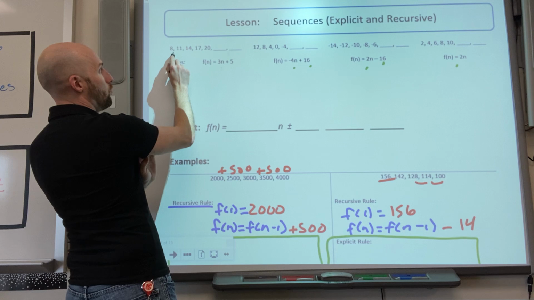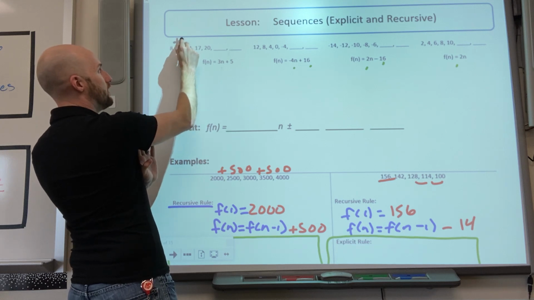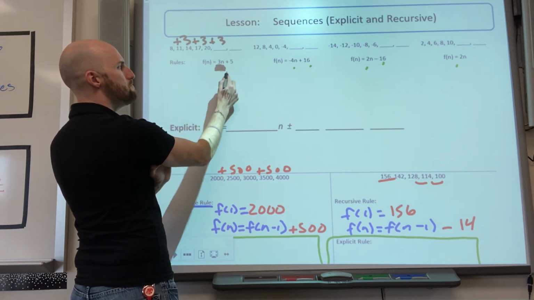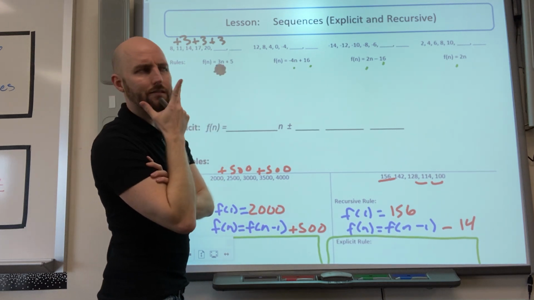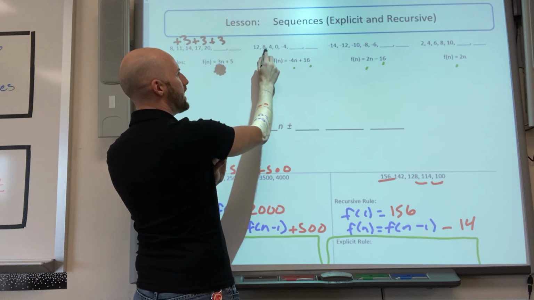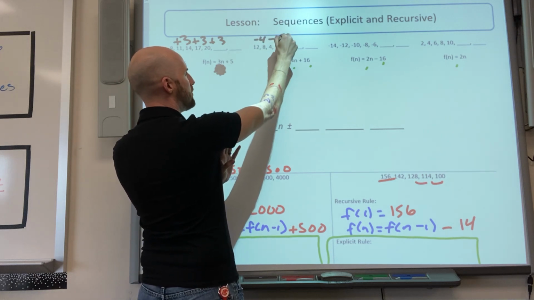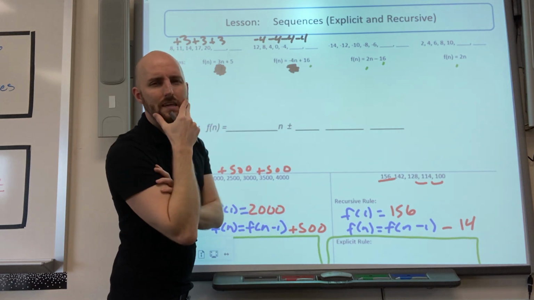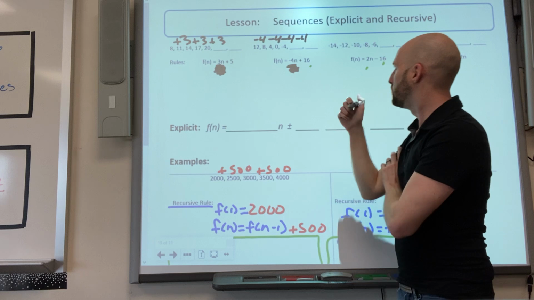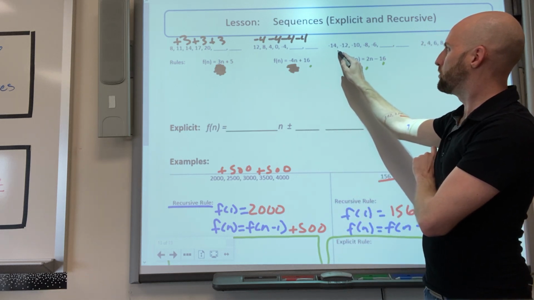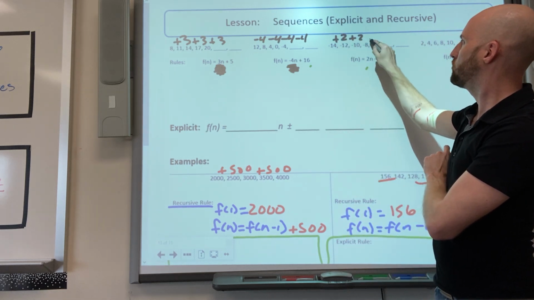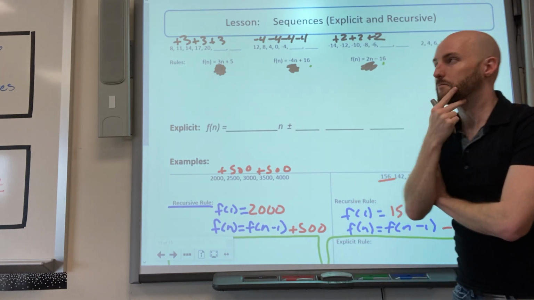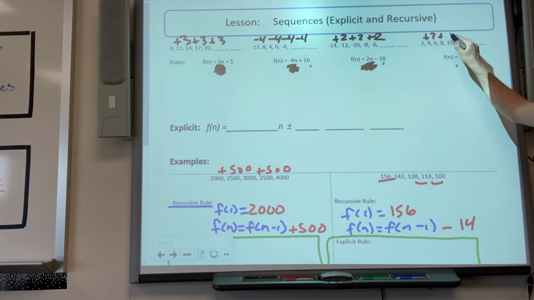But you can do this. What is the pattern? 8 to 11 is plus 3, plus 3, plus 3. Interesting. 12 to 8 to 4 to 0 is minus 4, minus 4, minus 4. Interesting. Con cuidado el signo, be careful the sign. Plus 2, plus 2, plus 2. Interesting.